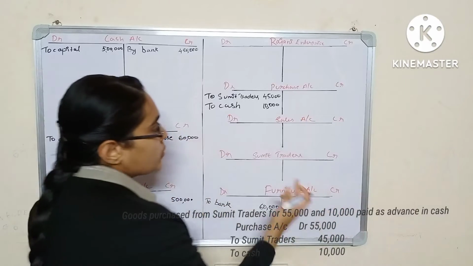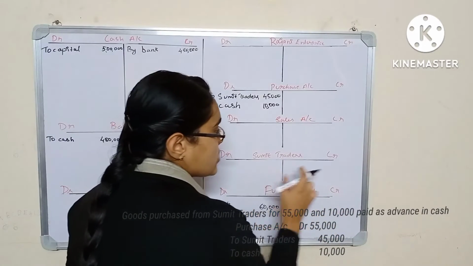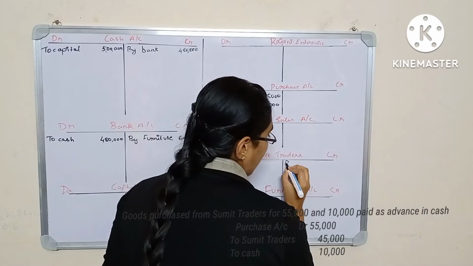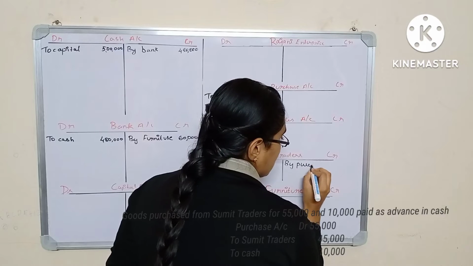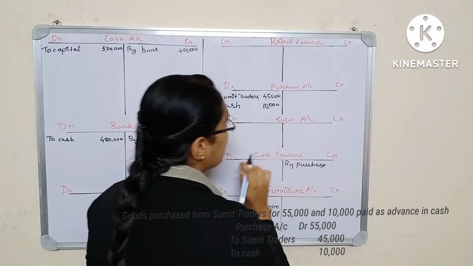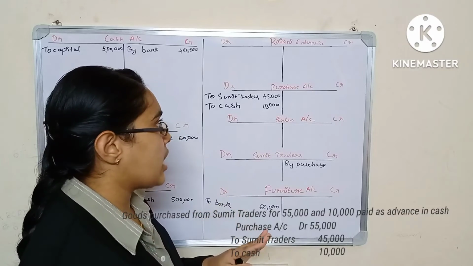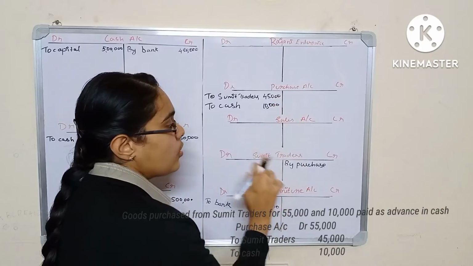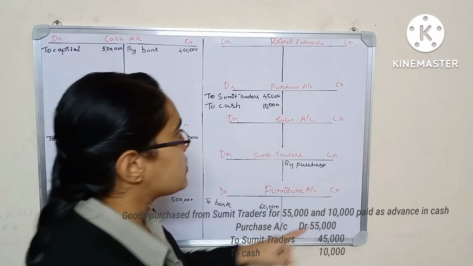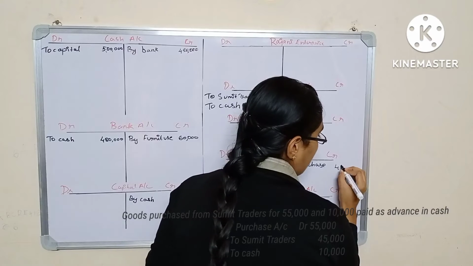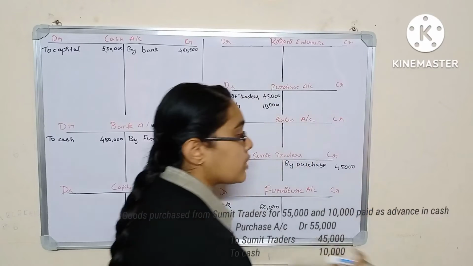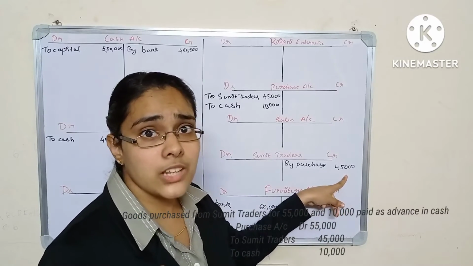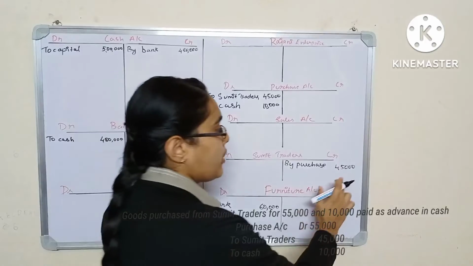So you'll go to the Sumit Traders account. They have been credited, so you'll go to the credit side and you will write the debit aspect, which is purchase. So you write by purchase. How much is the amount? Here you should be very careful which amount you have written against Sumit Traders. 45,000, right? So here also you will write only 45,000, because they are supposed to receive only 45,000, not 55,000. That is only our debt. So you will record only 45,000 here.